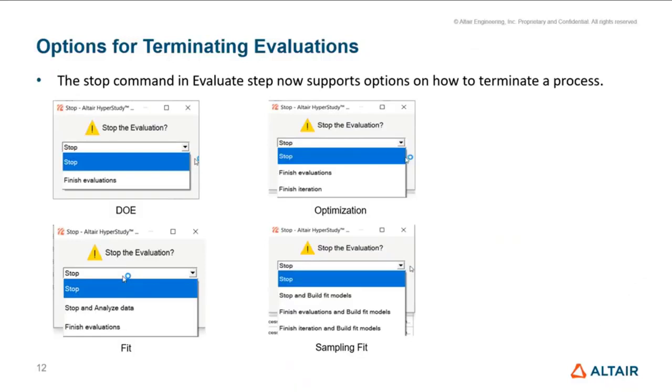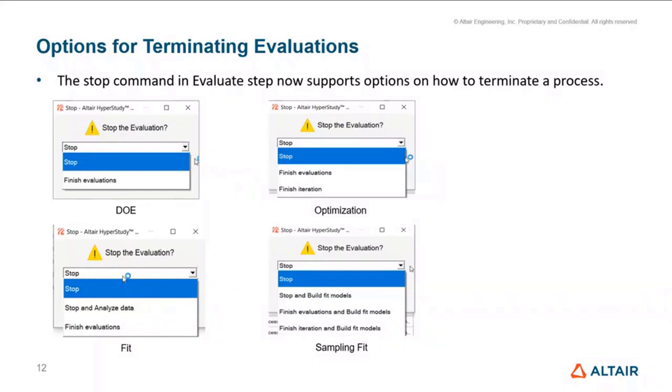Okay, here's another improvement in the methods and tools. Until this release, stopping the evaluations was all about bringing the whole evaluation process to a halt. Now we're introducing termination options, which depend on the approach type, because every approach has its own exclusive behavior. For example, in DOE, you'll have stop and finish evaluations. Stop is stop, and finish evaluations will wait for every evaluation that has already been started.